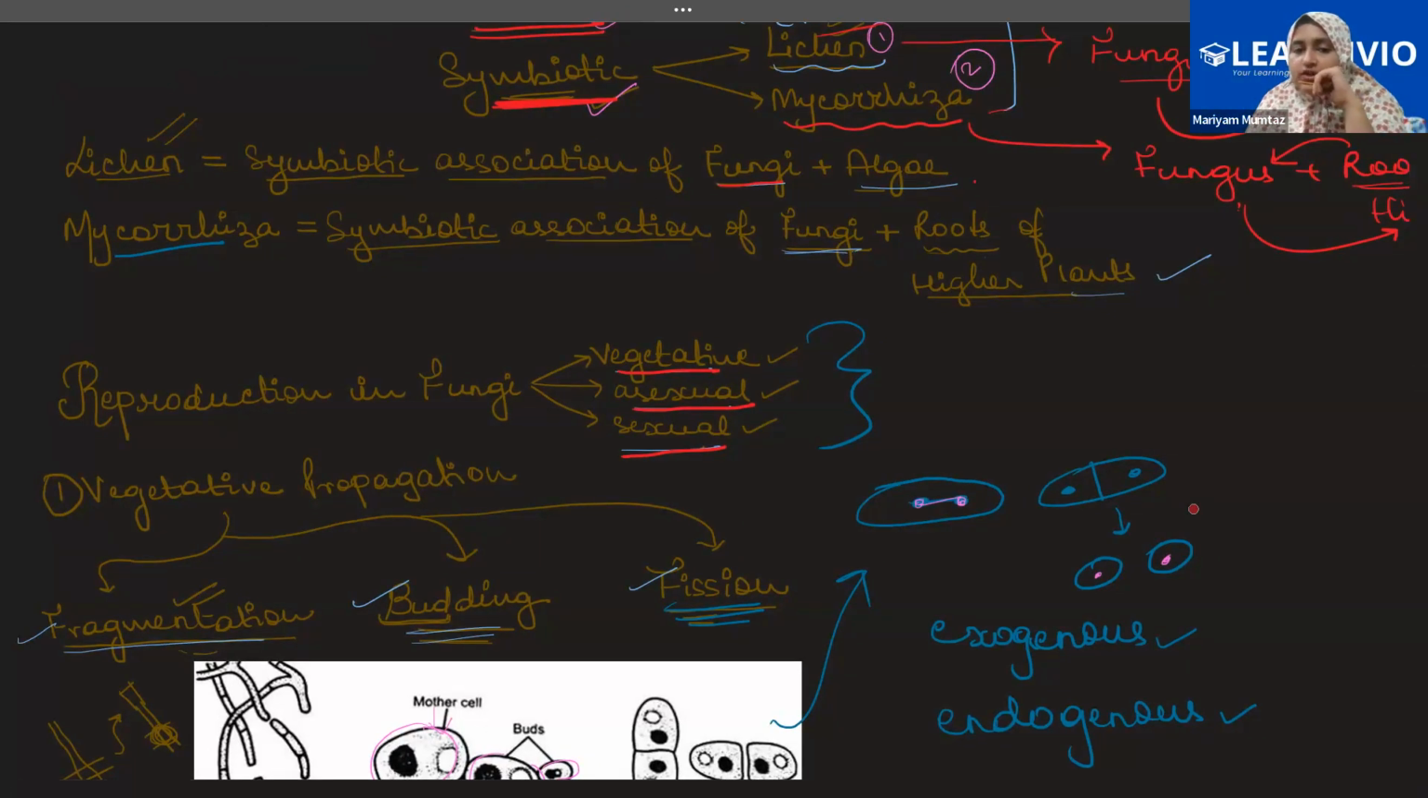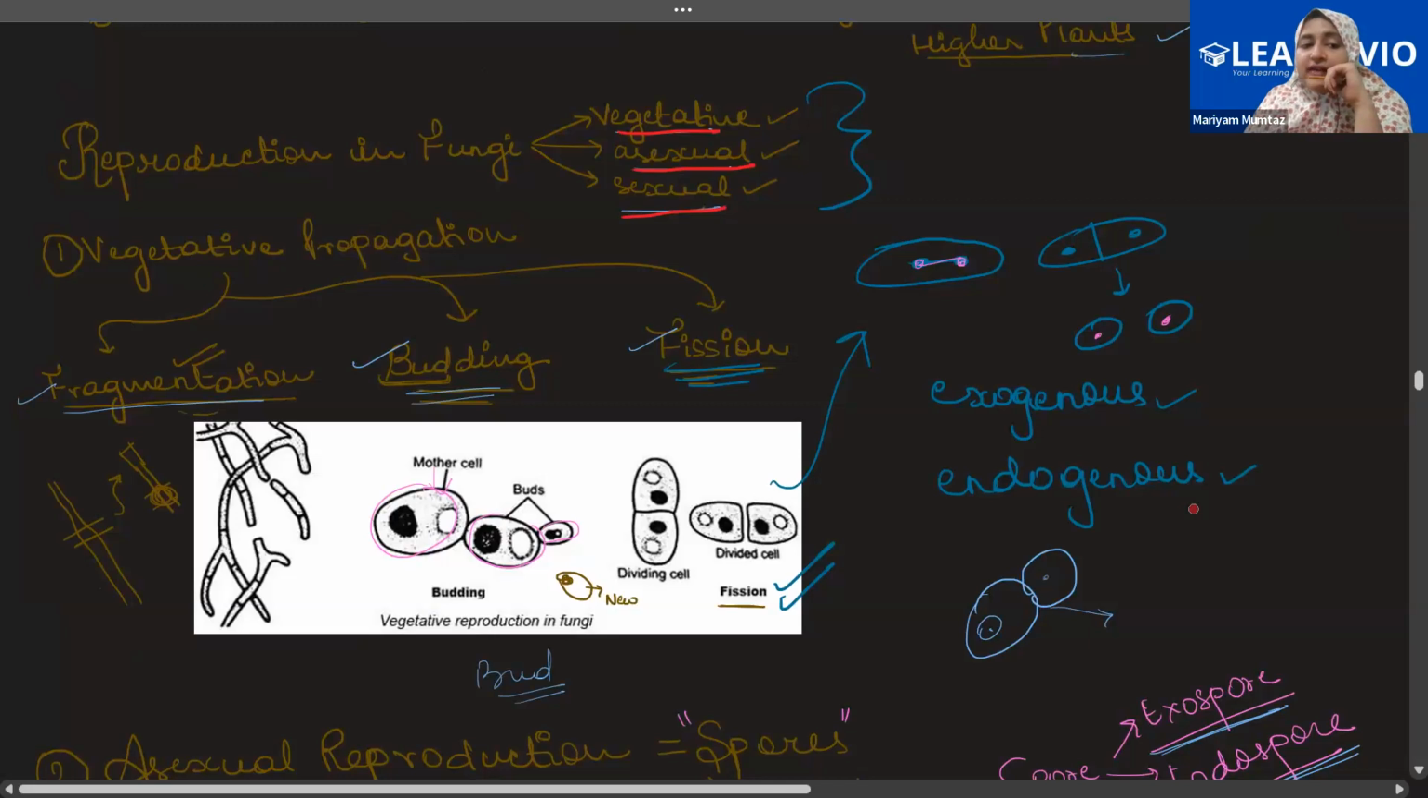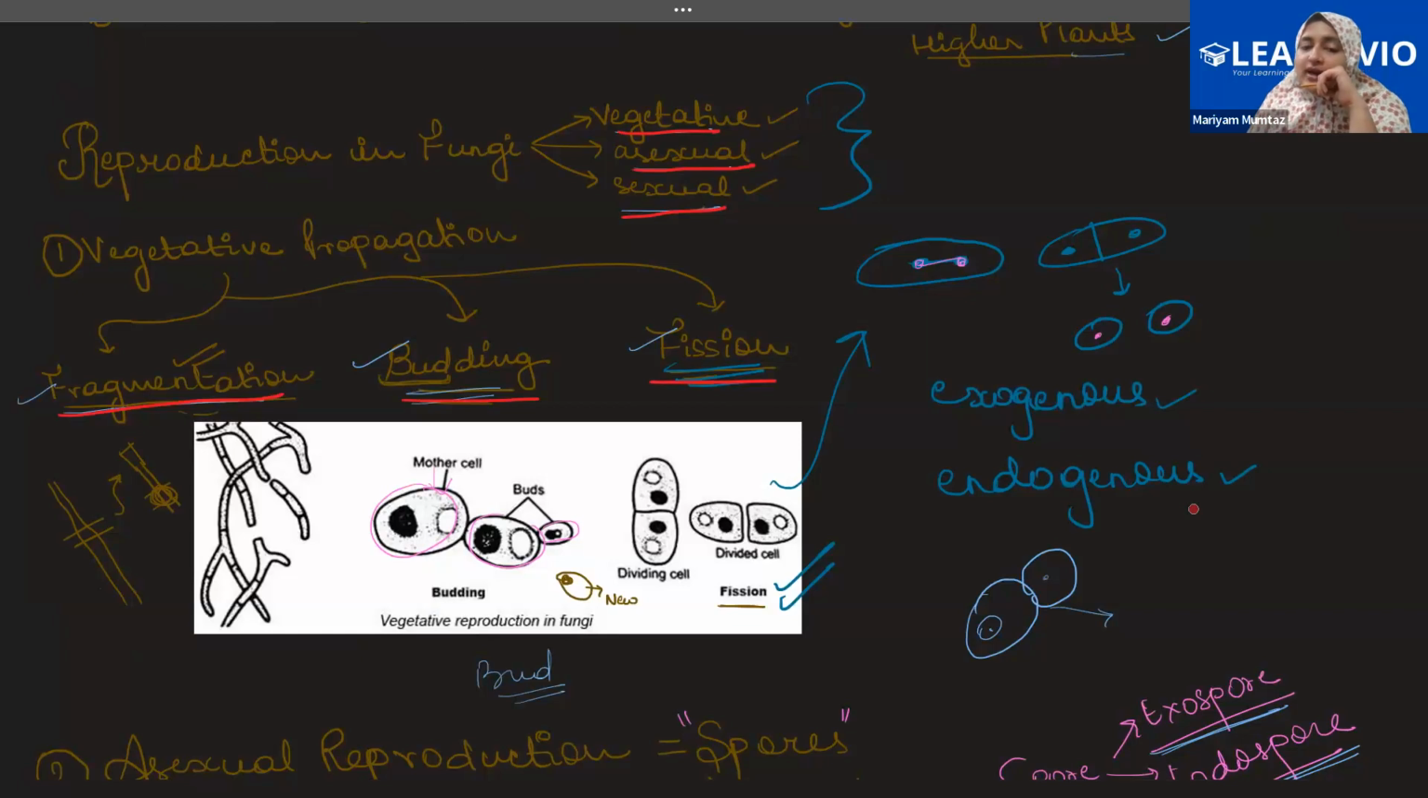That is vegetative propagation. So, under vegetative propagation, the fungus can reproduce by fragmentation, budding, and fission. Fragmentation is when the fungus body gets cut into two parts, so each of those parts can grow or develop into a new fungus. It is sort of like regeneration. Both of them are the same thing, if you look at it: parts of their body will grow into new bodies.